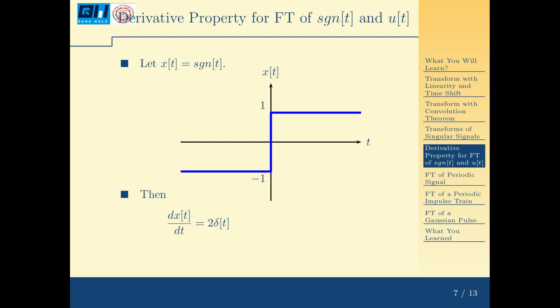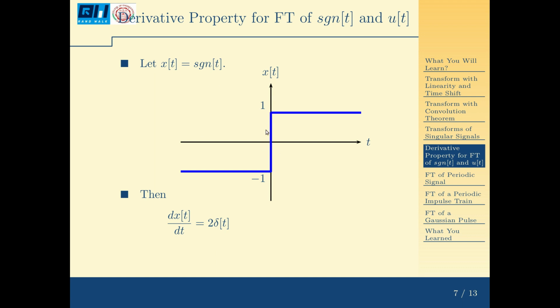Now let us use the derivative property to compute the Fourier transform of sgn(t), the sign function, and u(t). Now let x(t) equal sgn(t). What is the shape of sgn(t)? It is minus 1 for t less than 0 and 1 for t greater than 0. I cannot easily compute X(f) of this function because there is a discontinuity here.